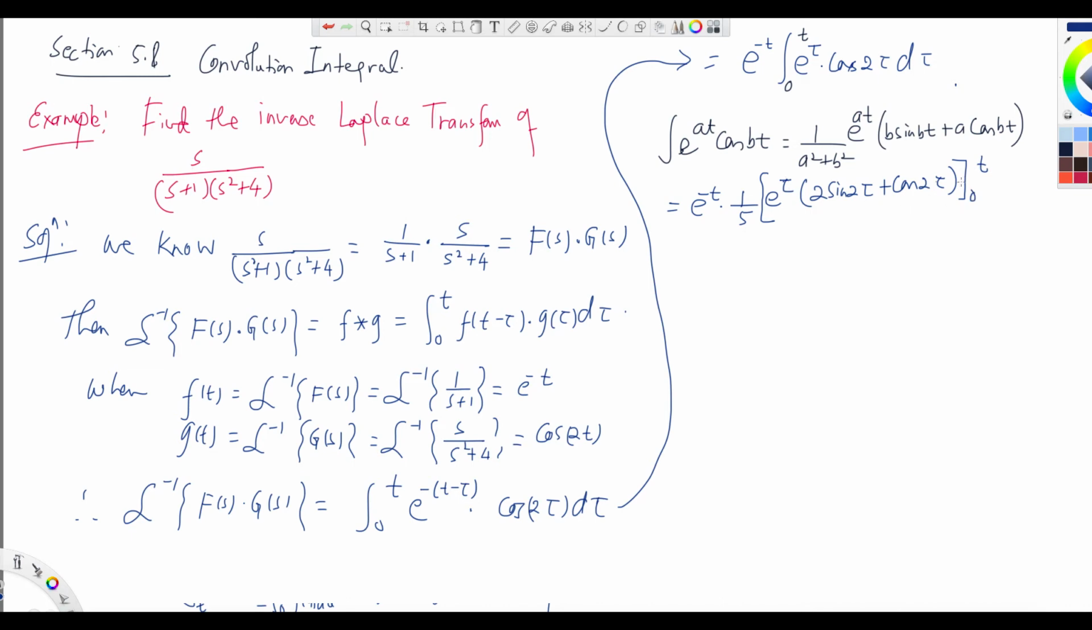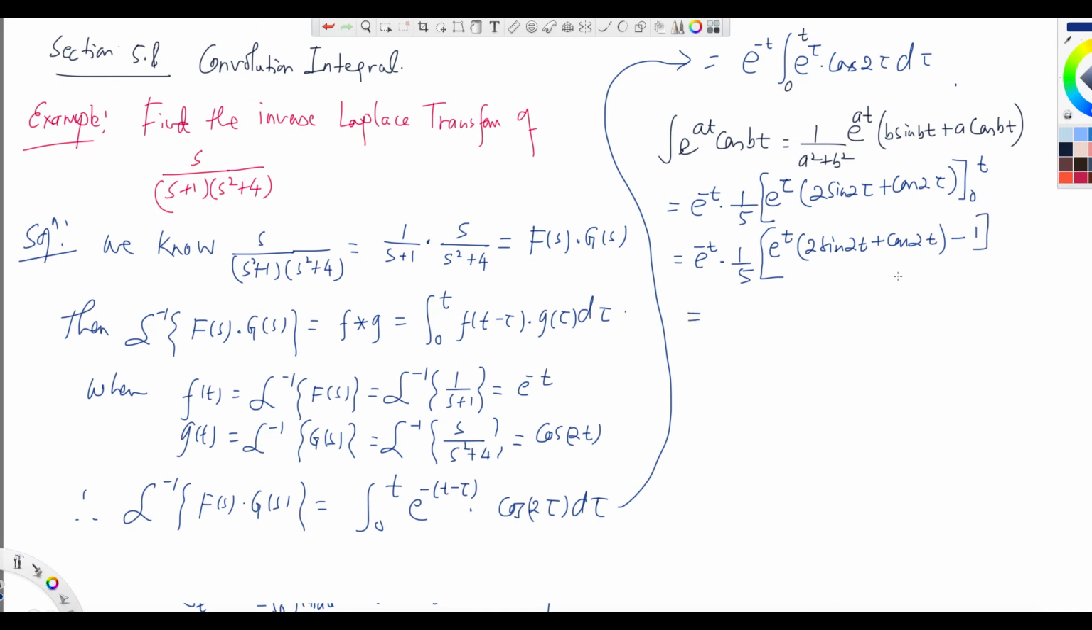Now what we do is we plug in t. You will get e to the negative t times 1 over 5, right? When you plug in t, you will get e to the t times (2 sine 2t plus cosine 2t). You see that? And then minus, plug in 0. You will get e to the 0, which is 1, and sine 0 is 0, so it will be negative 1. You see that?